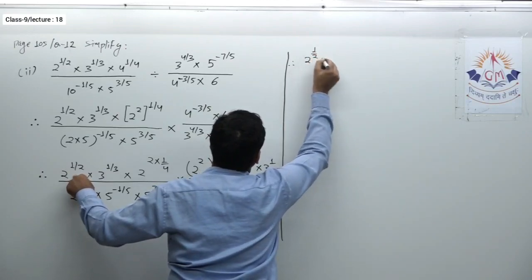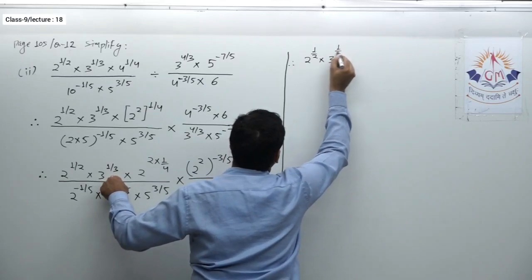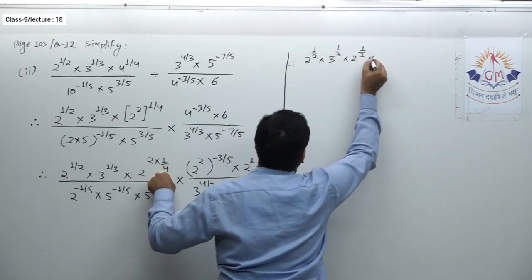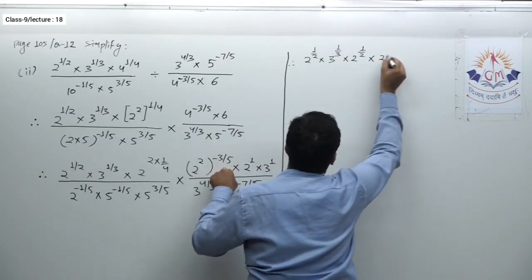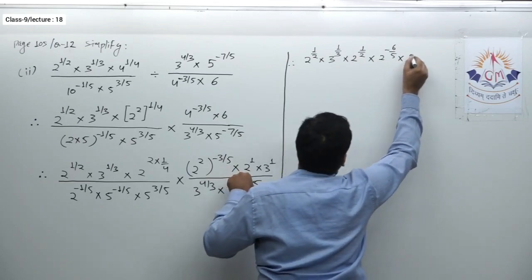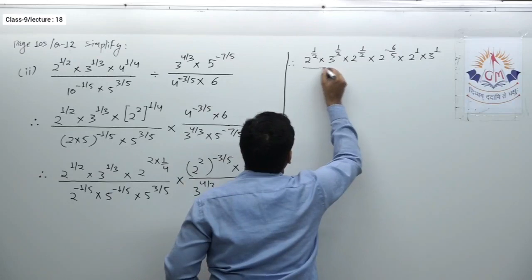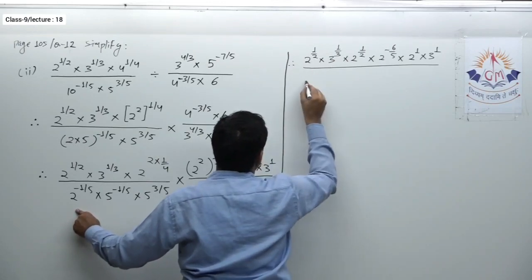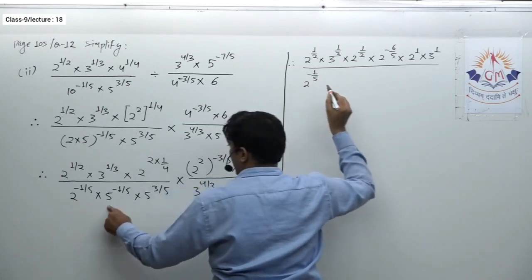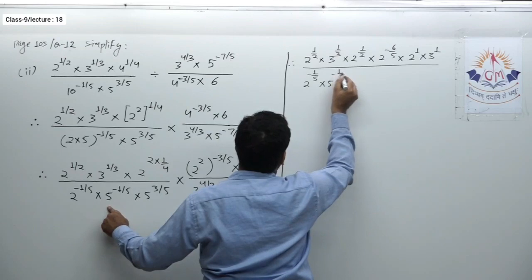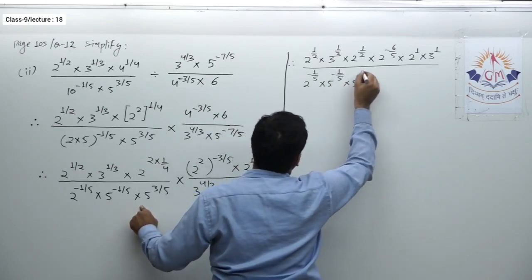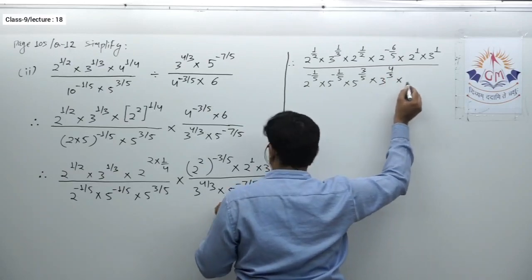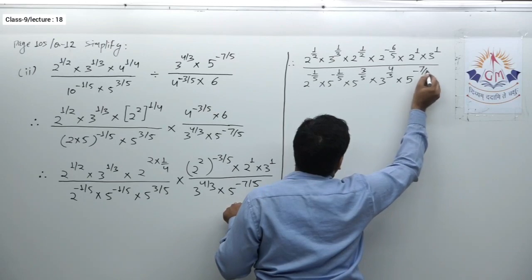2 raised to 1 by 2 into 3 raised to 1 by 3, multiplied by 2 raised to, if I cancel this, 2 to the 4, so 2 raised to 1 by 2 again, multiplied by here 2 raised to minus 6 upon 5, multiplied by 2 raised to 1, 3 raised to 1, divided by 2 raised to minus 1 upon 5 into 5 raised to minus 1 upon 5, multiplied by 5 raised to 3 by 5 multiplied by 3 raised to 4 by 3 multiplied by 5 raised to minus 7 upon 5.